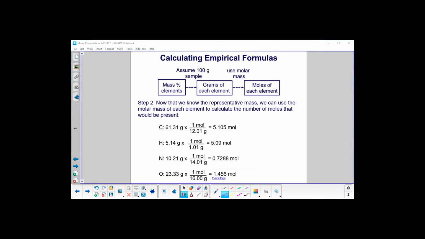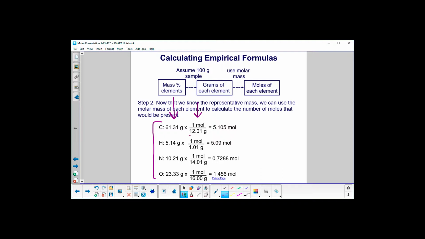Step 2. We know the representative mass. We can use the molar mass of each element to calculate the number of moles we have. So let's look at this table over here. We found this column on the previous slide, so if you'd like to review that, go ahead, and that totals up to the 100 grams of the sample. And then this chart, we take the molar masses, and we get this off the periodic table.